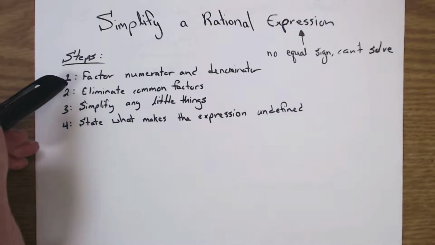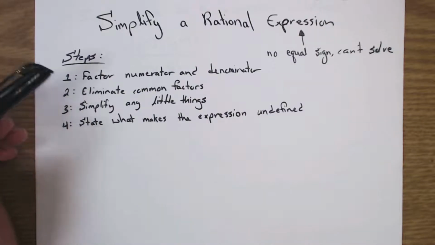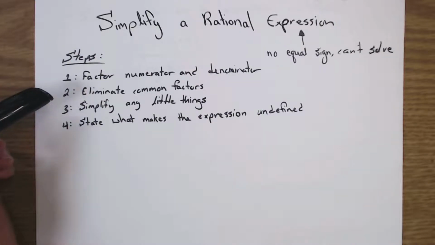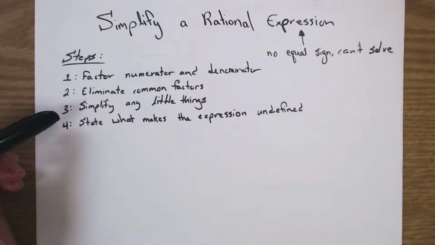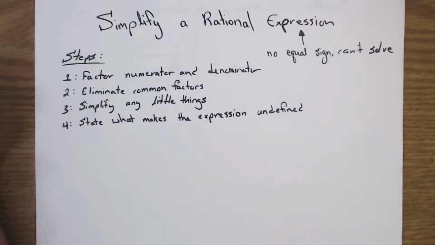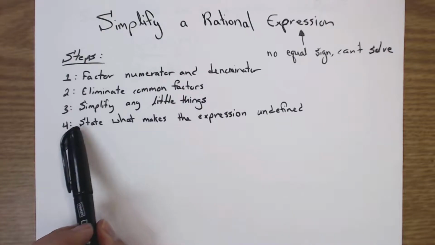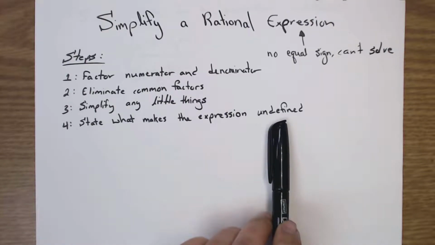Step one is going to be to factor the numerator and the denominator, so that's the top and the bottom of a fraction. The next step is to eliminate common factors, or things that are found on the top and on the bottom of that fraction. Then we're going to simplify any little things that we have, like if there are a 2 and a 4 on top, we should probably multiply them, folks. That's 8.